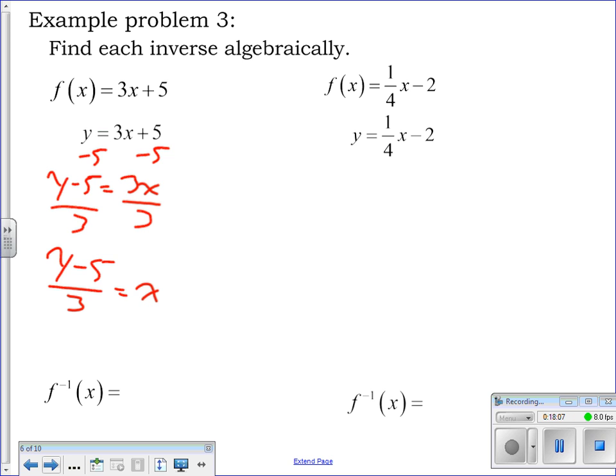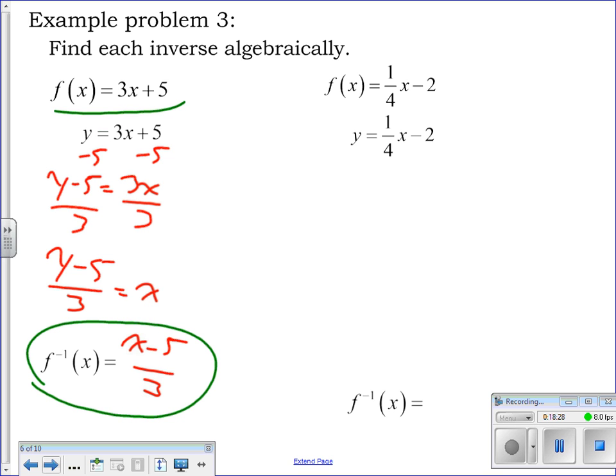Take this y, replace it with x, swap the x and y. That's my inverse. My inverse is x minus 5 divided by 3. This function and this function are inverses. The input of one is the output of the other. Every x coordinate for one is the corresponding y coordinate for the other, and vice versa. Any xy that works here is the exact opposite here.